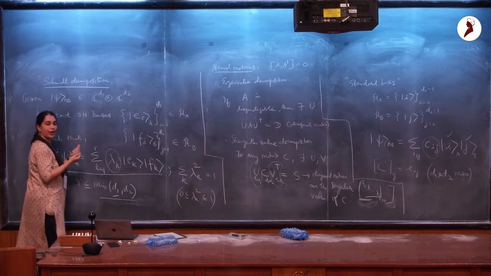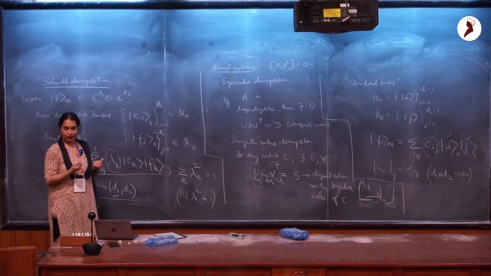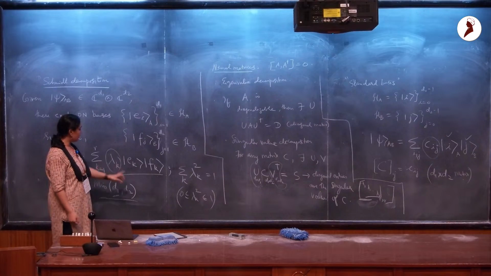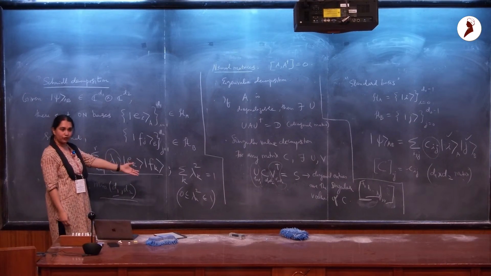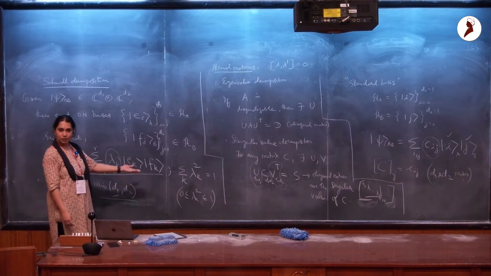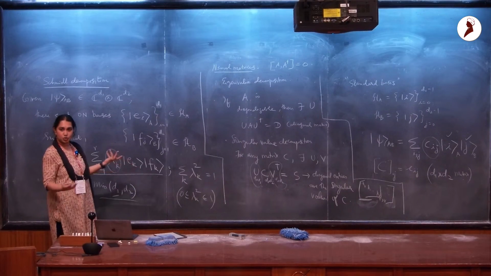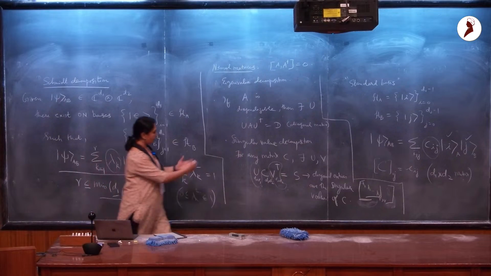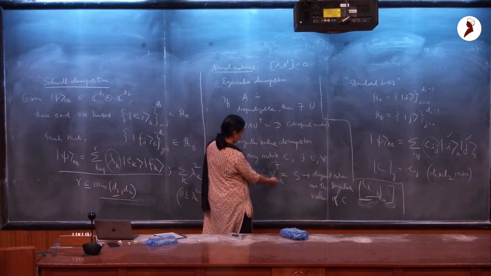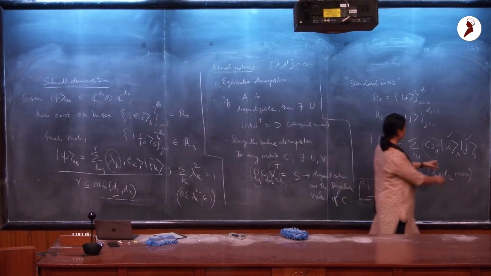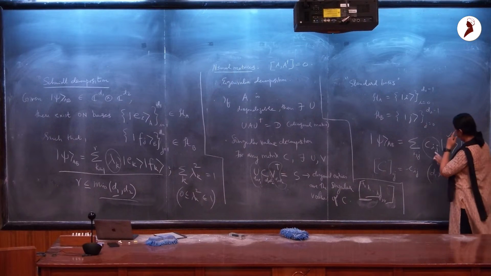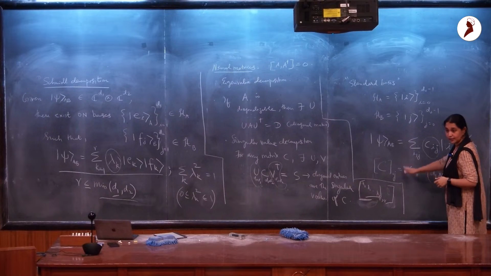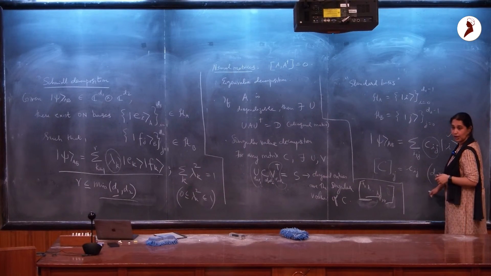So if I have a pair of qubits, for example, each of dimension 2, then what is the largest number of non-zero Schmidt coefficients I can have? It is 2, right? Because each subsystem is of dimension 2. This C matrix, this matrix of coefficients here, is essentially a 2 by 2 matrix. It can have at most 2 non-zero singular values.